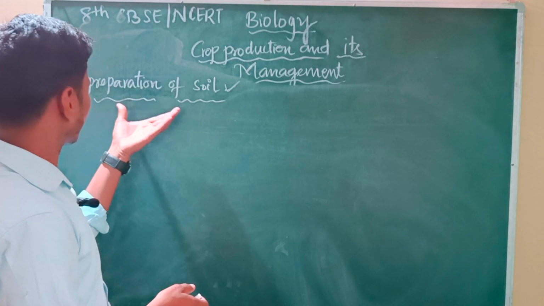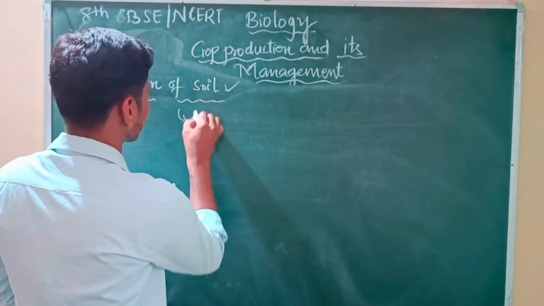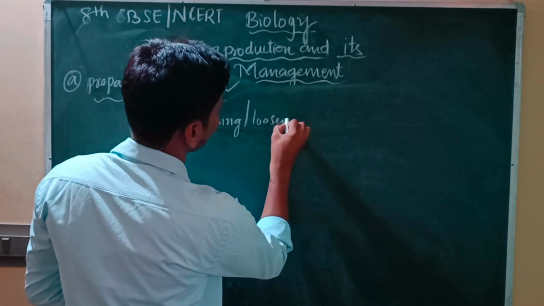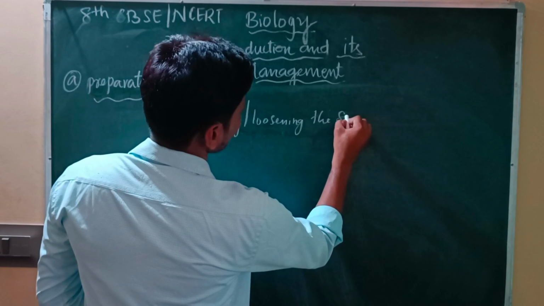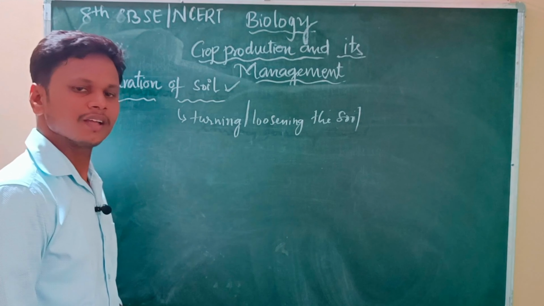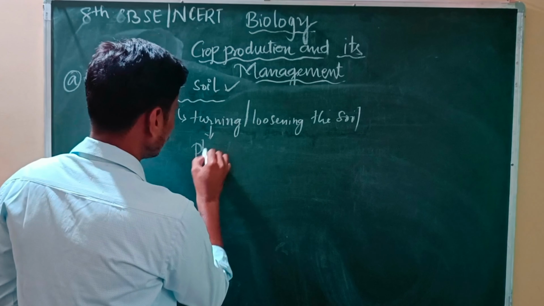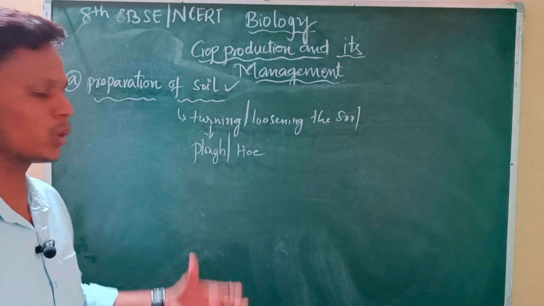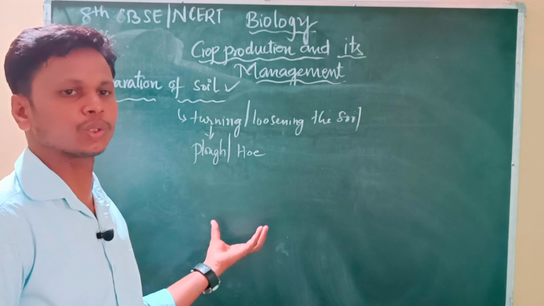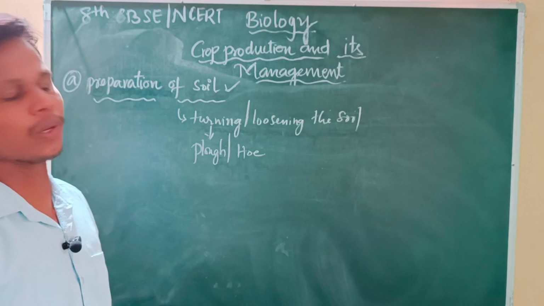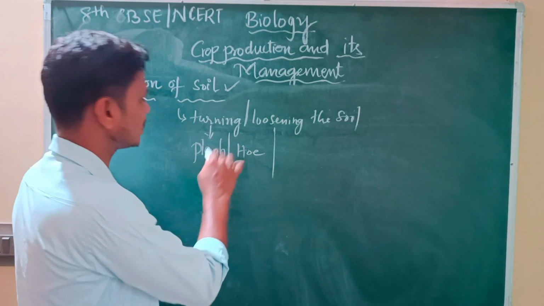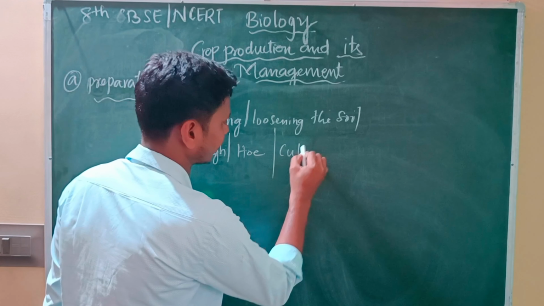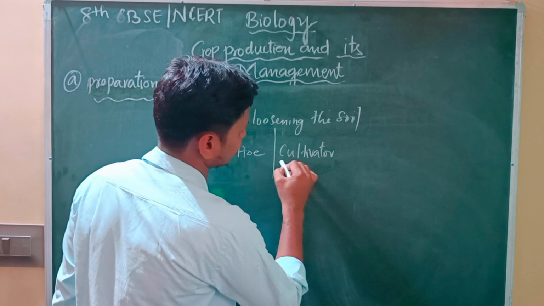Okay, so in preparation of soil, we talked about turning or loosening the soil, right? How are we going to turn or loosen the soil? Of course, by using a plough or hoe. These are the agricultural tools we are going to use to turn or loosen the soil. Nowadays these are replaced by a modern kind of machine called a cultivator. We will discuss these in detail.